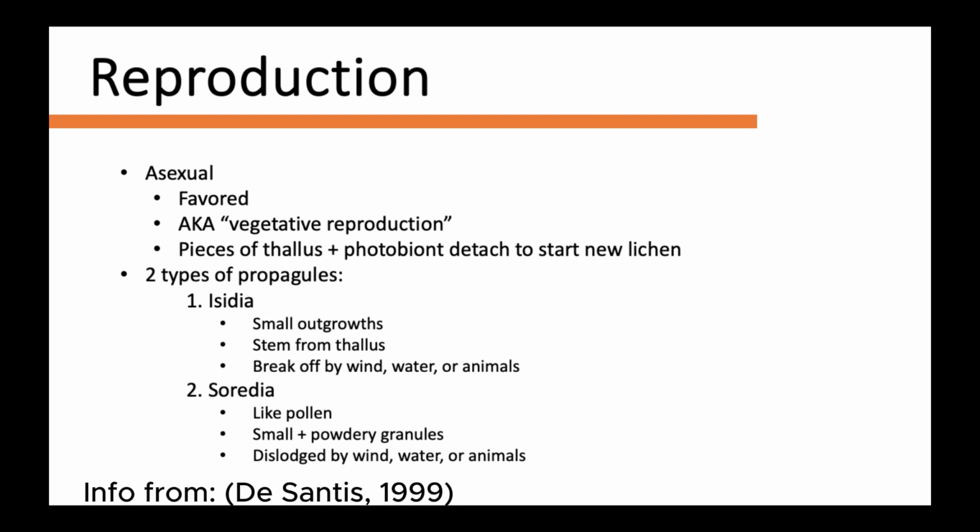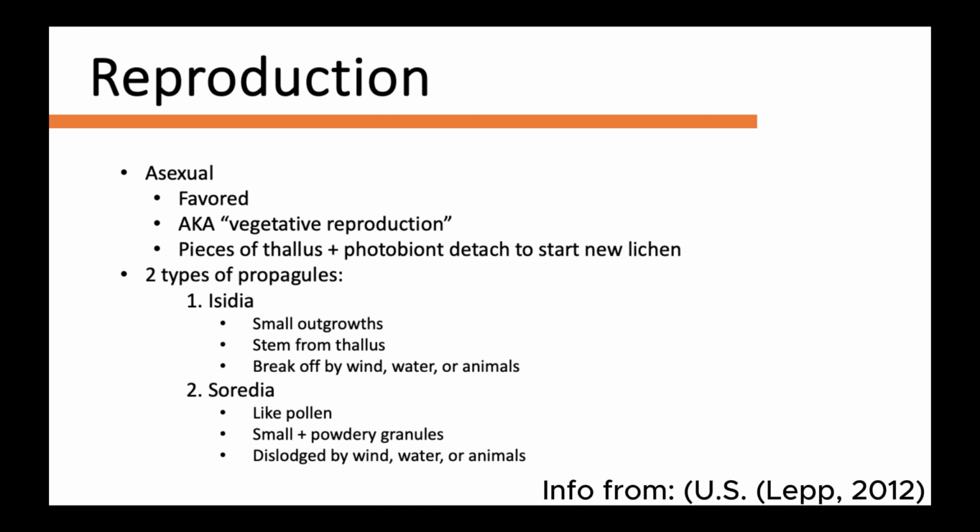Vegetative reproduction is when fragments of the thallus containing both the fungal and photobiont cells separate and grow new lichen. There are two major symbiotic vegetative propagules, or reproductive structures. Isidia are small outgrowths that stem from the thallus and are broken off by wind, water, or animals. Soredia are more like flower pollen in that they are small, powdery granules that are easily dislodged and spread by wind, water, animals, or insects.